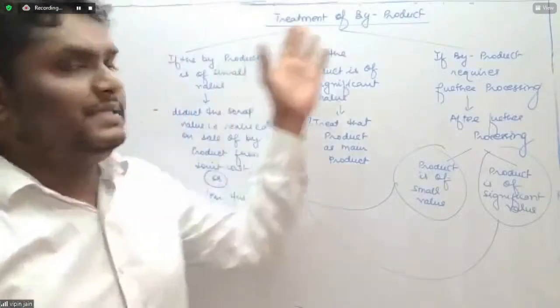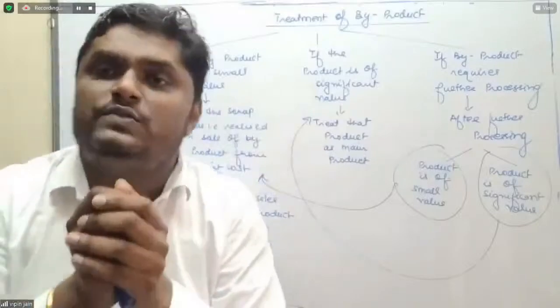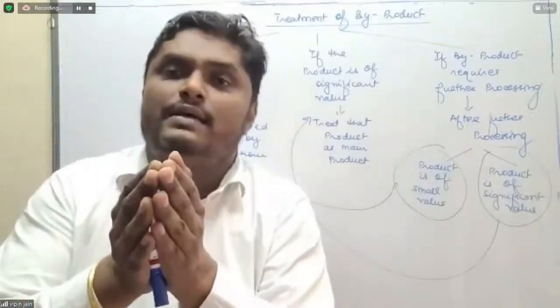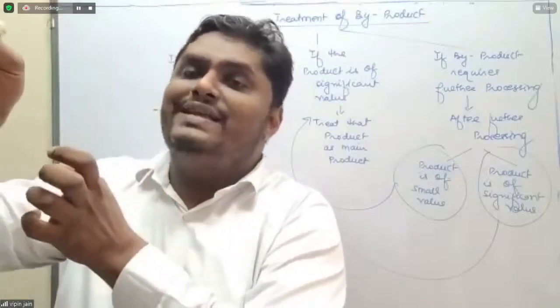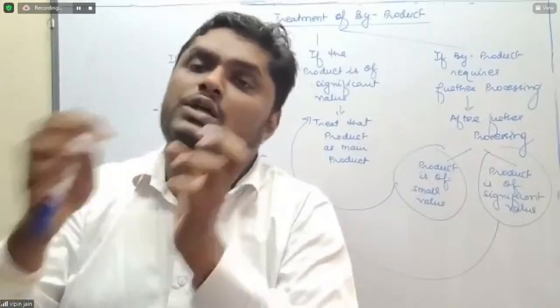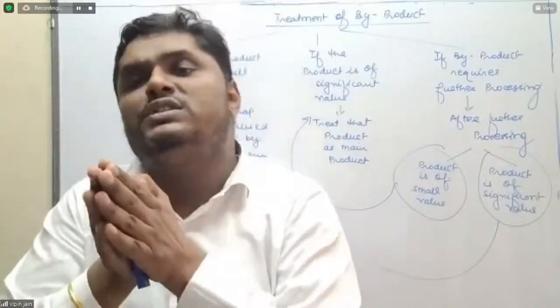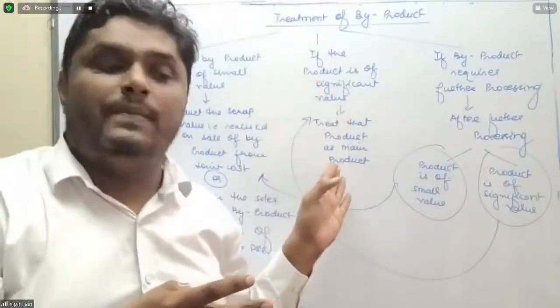Now, guys, this is all about the treatment of byproduct. I repeat again, if the byproduct is of very small value, then whatever amount is realized on sale of byproduct, you can either deduct it from the joint cost or transfer it directly to the costing P&L credit side. If they are of significant value, treat them as a main product.